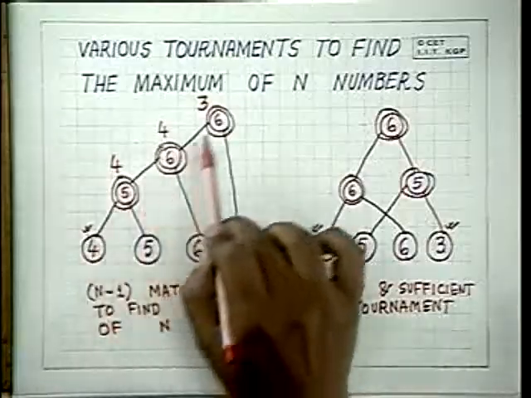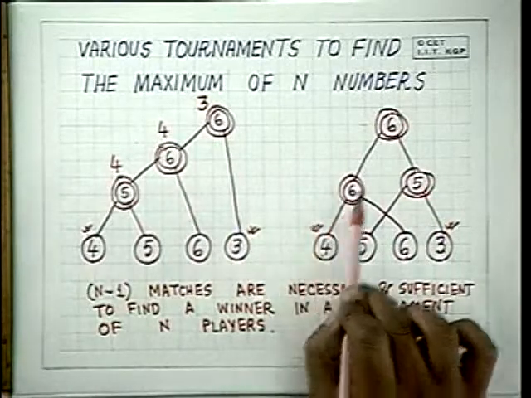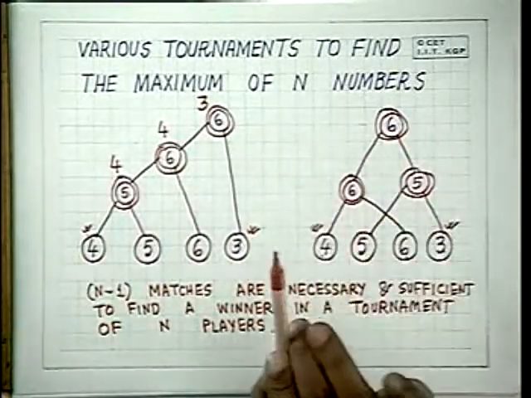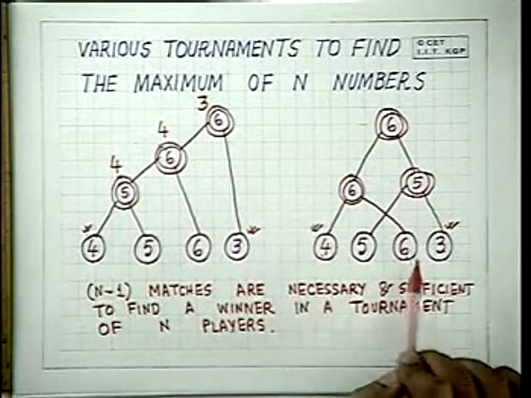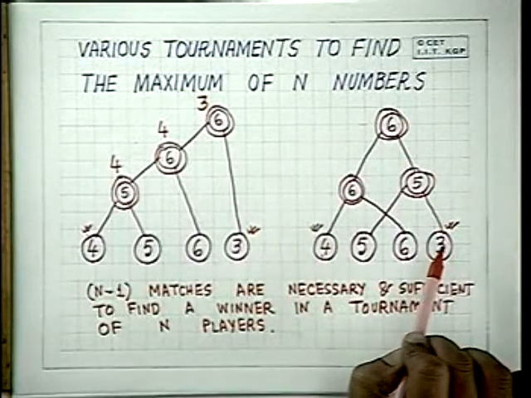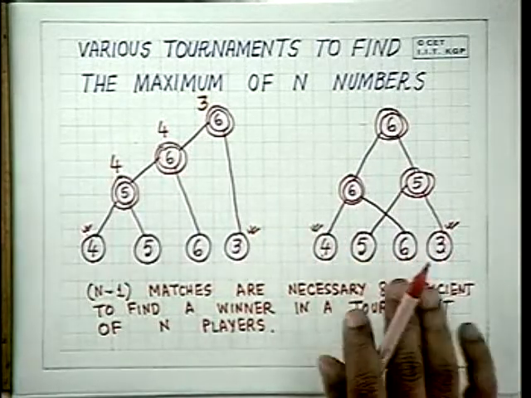So the minimum will be among those people who have lost their first match. It has to be among those people who have lost their first match. So when finding the maximum through a tournament, the winner will have to defeat everybody in some way or the other. But the minimum can be found among the losers who have lost their first match only.